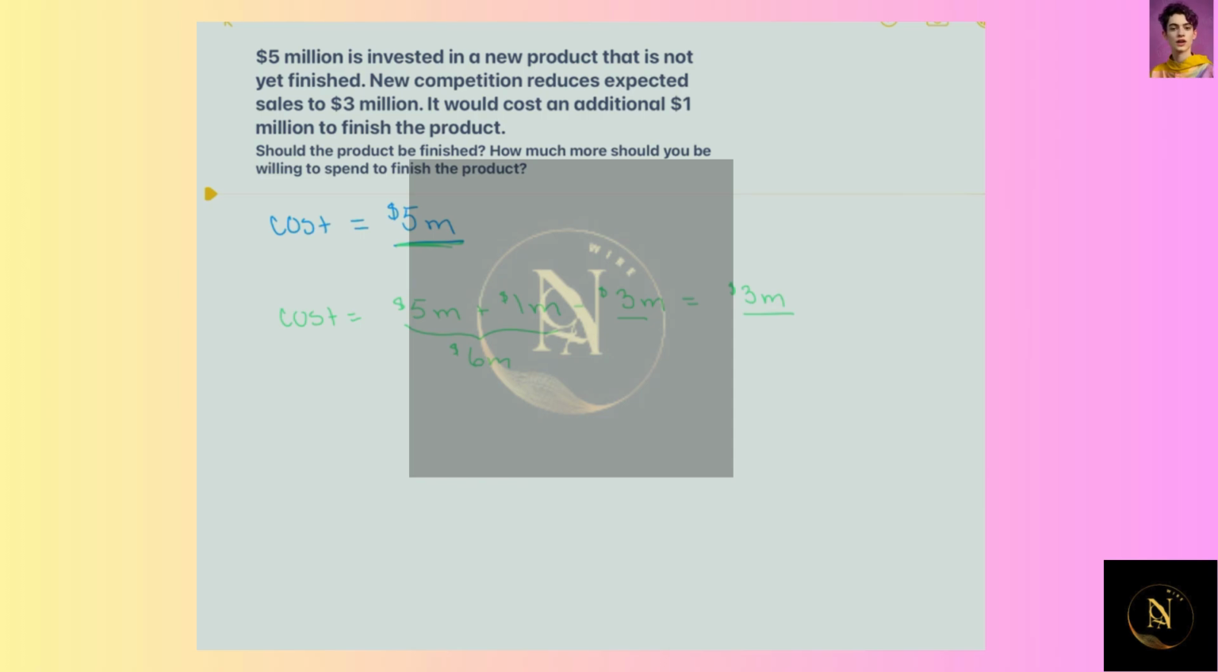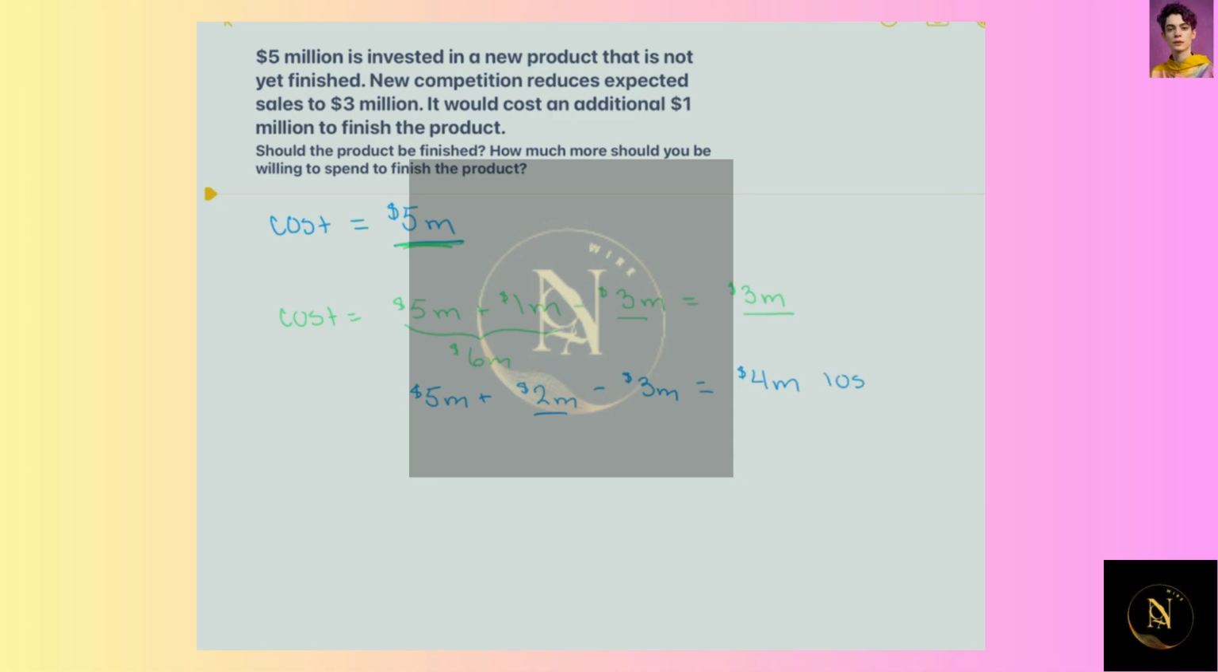Now, if we suppose that it costs more than this $1 million to finish it, how much more should we be willing to spend in order to finish this? What we want to do is make sure that we're not losing more than we would have by not making it. So if we take this $5 million we initially spent, and suppose that now it costs us $2 million to finish the product, we still have the $3 million that we're going to earn. So if we spend $2 million to finish it, we end up with 7 minus 3, a $4 million loss.